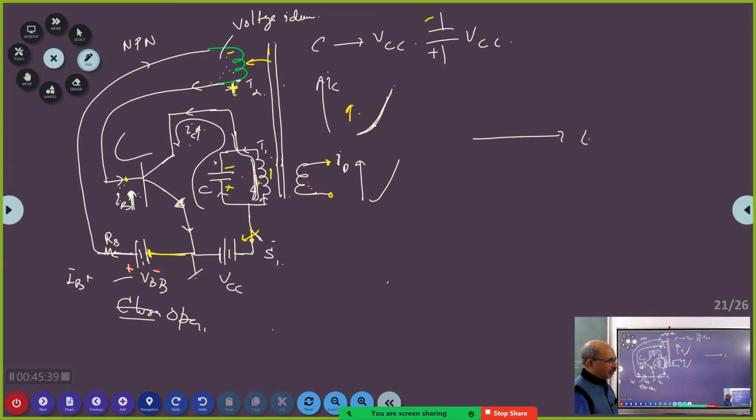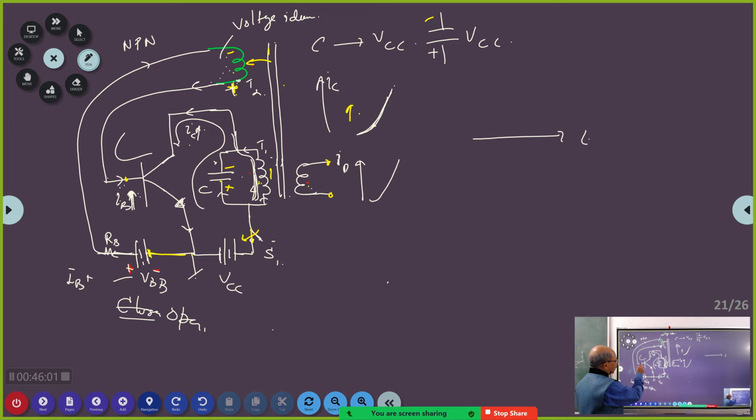That sum of VBE and the induced voltage due to the inductor, sir. If that exceeds VCC, sir, then it will get forward biased and... You are coming to the point. Good. That is the way to think.